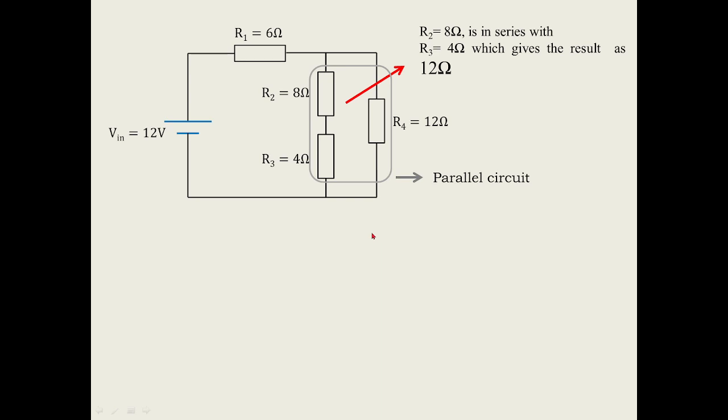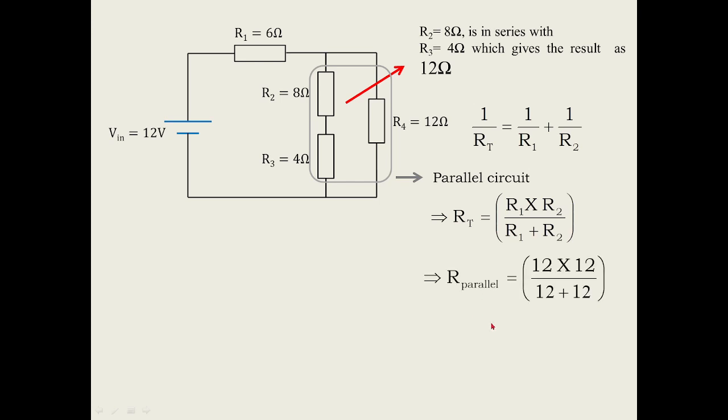For the parallel circuit, 1 by R total is equal to 1 by R1 plus 1 by R2. Similarly, if you have n number of resistors arranged in parallel, the R total can be estimated as 1 by R total is equal to 1 by R1 plus 1 by R2 plus so on plus 1 by Rn for n number of resistors. Since we have only two parallel paths, I am taking the LCM and the value of R total is equal to R1 into R2 by R1 plus R2. Just substitute the values of R1 and R2 from the given problem. We get R parallel is equal to 12 into 12 divided by 2 times 12. So the R parallel value is 6 ohms.